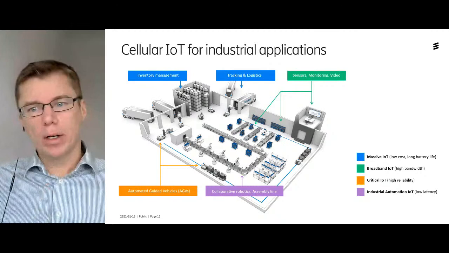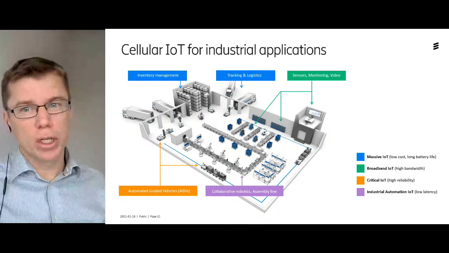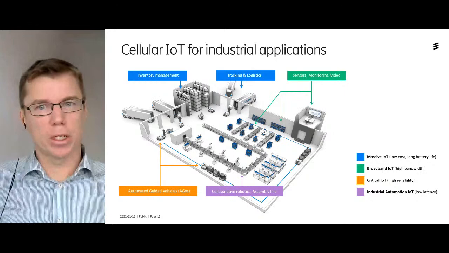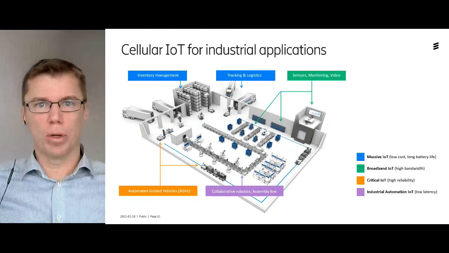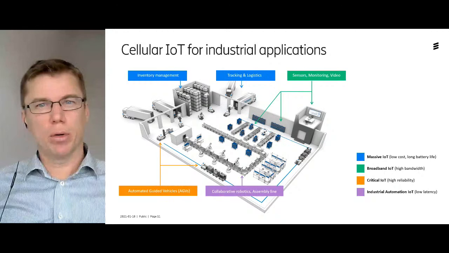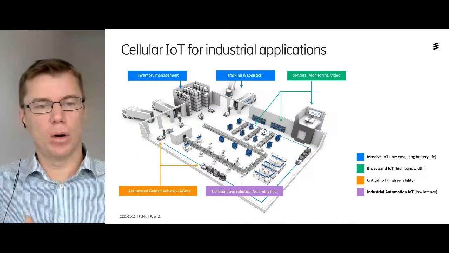You have the green one here, that's what we call broadband IoT. Here a bit more bandwidth is required, for example, because of video transmission. This can be used for various kinds of sensors in the factory, monitoring, surveillance, monitoring cameras and so on. Maybe not as time critical, but a bit more bandwidth, maybe a few megabits or tens of megabits would be needed. When it becomes even more challenging, then critical IoT, I would say high reliability is maybe the most important. And then as discussed, combined often with a fairly low latency requirement.